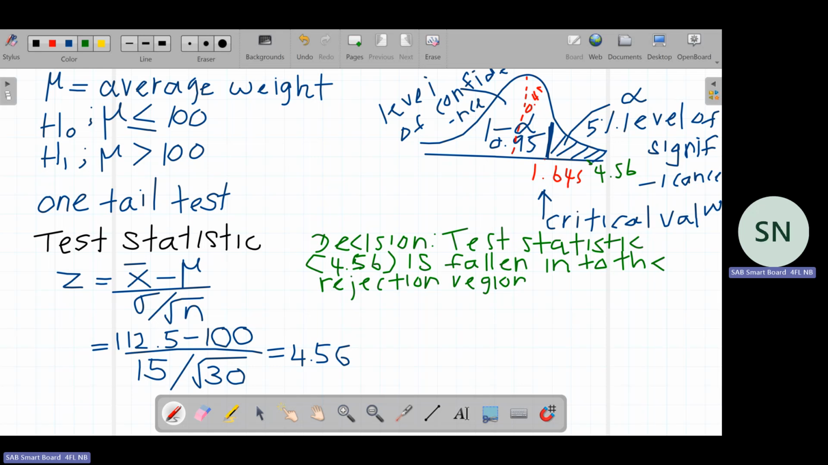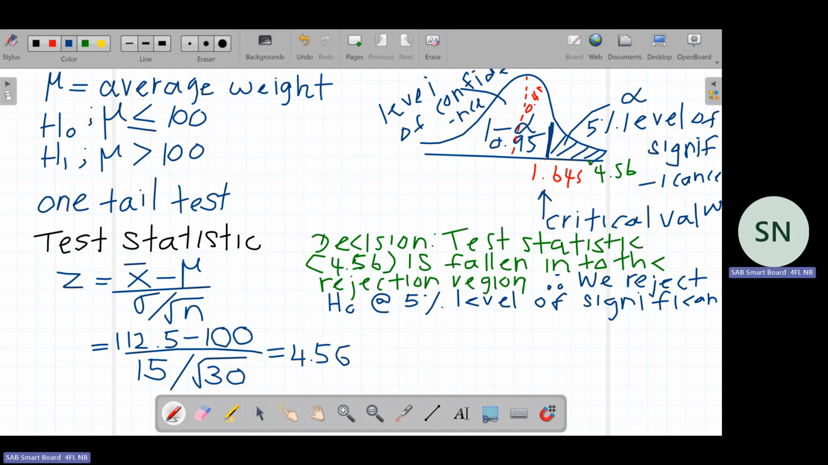Then we can say, therefore, we reject H0 at 5% level of significance. Here you should mention what the significance level is. It's compulsory. Okay. Then here we reject the H0 at 5% level of significance. 95% is the confidence level. What is the level of significance? 5%. Understood? This is the decision.